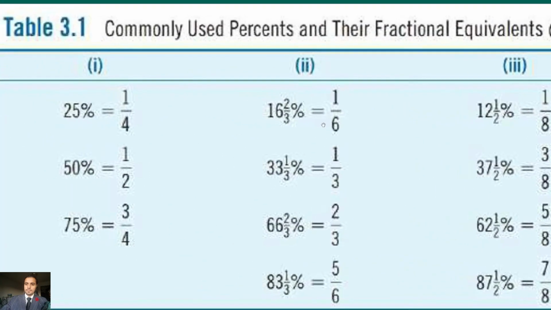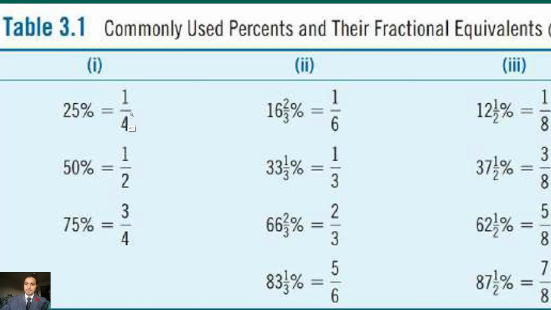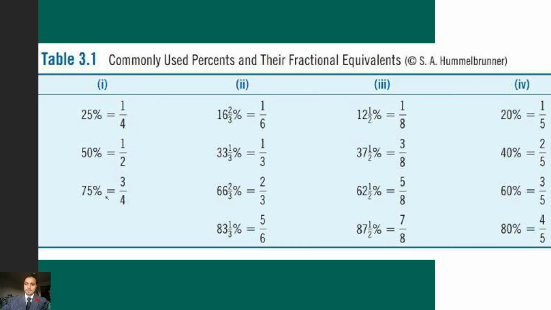The fraction equivalent of 25% is 1/4, 50% is 1/2, 75% is 3/4, 20% is 1/5, 40% is 2/5, 60% is 3/5, 80% is 4/5. These other ones are a little difficult to remember, but you could still kind of remember them. 33 1/3% is equal to 1/3, 16 2/3% is 1/6, 66 2/3% is 2/3, and 83 1/3% is 5/6.